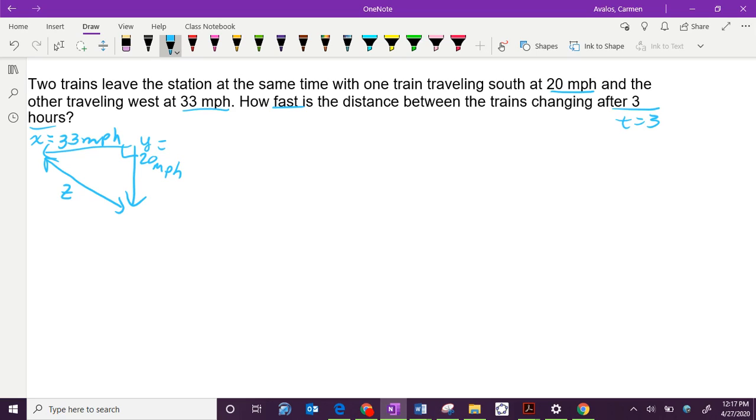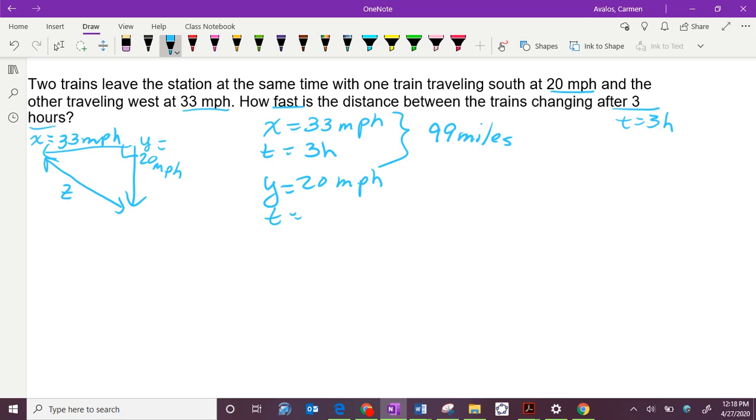So we have some information here. We know that if x is going at 33 miles per hour, when t is equal to 3, it has traveled 99 miles, because the hours cancel. And y is traveling at 20 miles per hour, and at t equal to 3 hours, it has traveled 60 miles. That's the information given to us. We want to know how fast the distance is changing between them, so we want to know dz/dt. That's what we're looking for in this problem.